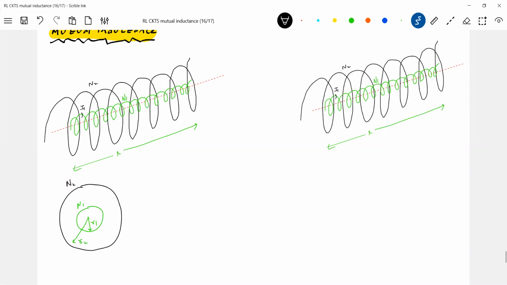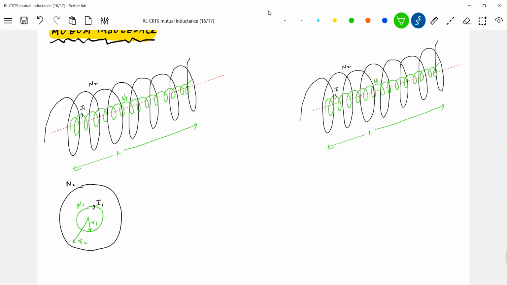Initially, I'll send current I1 through this solenoid. So let's calculate the flux linking the other solenoid. What is the magnetic field produced by this solenoid? Where does it produce magnetic field? Only inside the first solenoid, no? Because if a current I flows through a solenoid, what is the magnetic field outside the solenoid? It will be zero. Go back to the solenoid idea. If a current I flows inside a solenoid, where will the magnetic field be present? It will be present only inside.